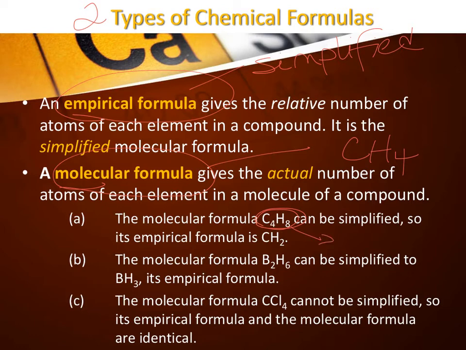Can you simplify that mathematically? Well, yeah, you could divide both subscripts by 4, right? And if you did so, you'd get CH2. So that is the empirical formula of C4H8. So what you do is you look at the subscripts. If you can mathematically simplify them, divide them by the same factor, then do so if you're trying to get the empirical formula.